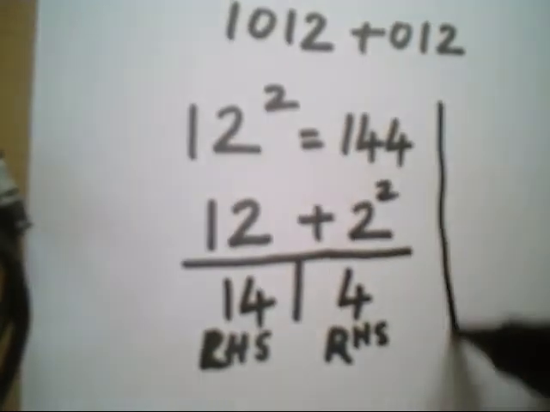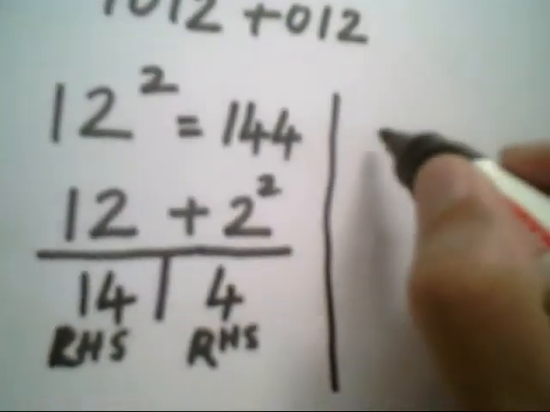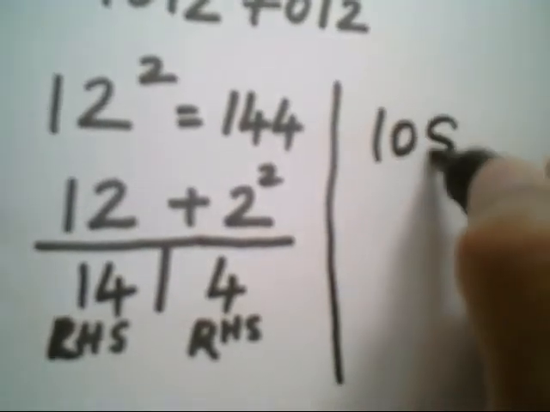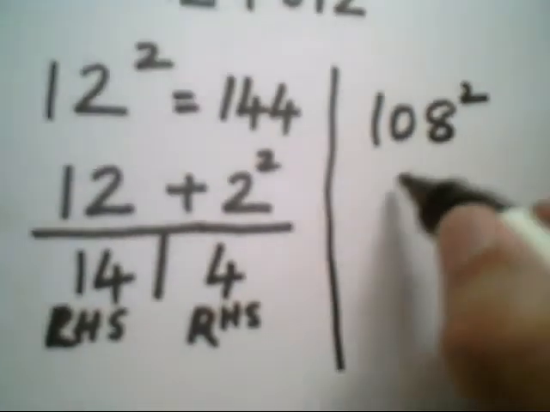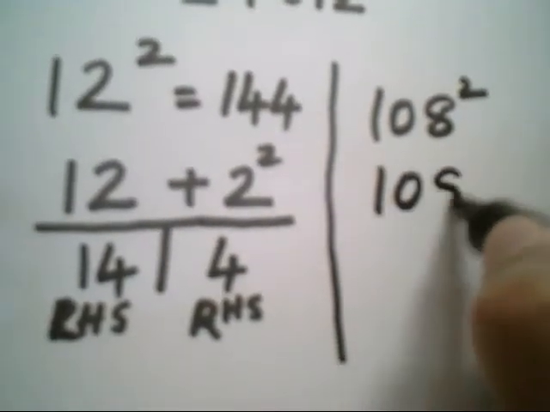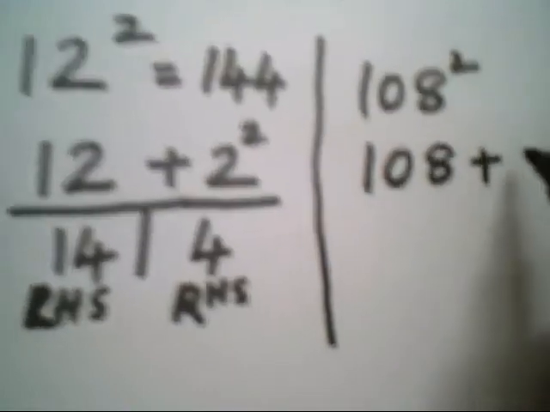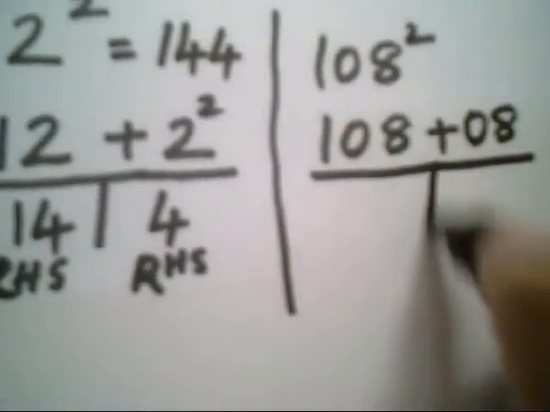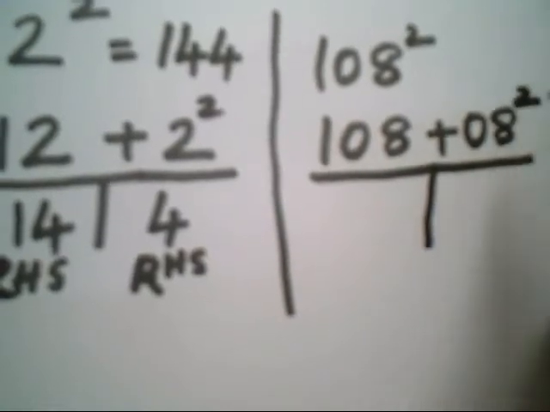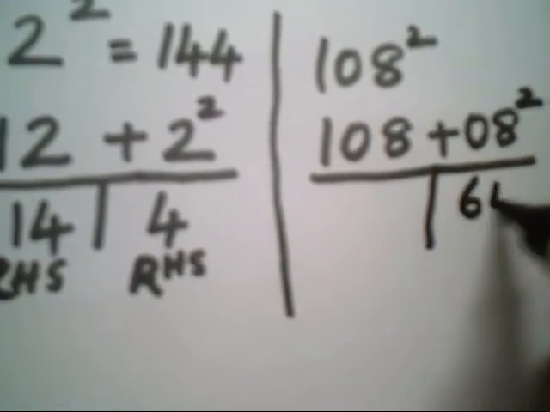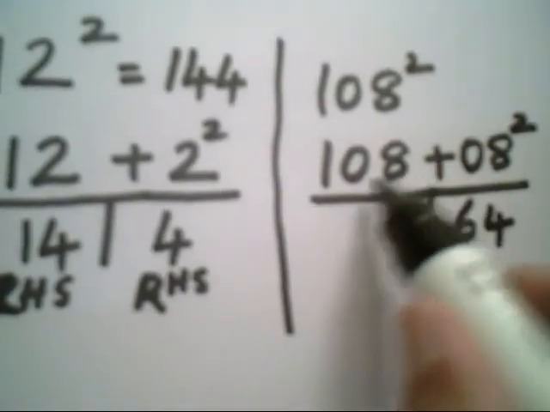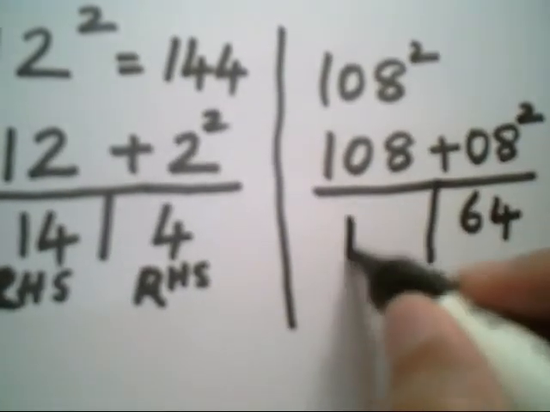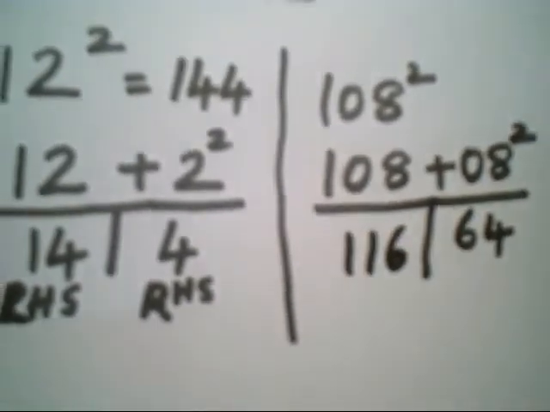In the same way, let us find one more square. Let us say this time that I have to find 108 square. In this case, I write it as 108 plus 08. And I have to find the square of this deviation. That is, 8 square is 64. And just add them. 108 plus 8 is 116. That's all. Is it not simple?